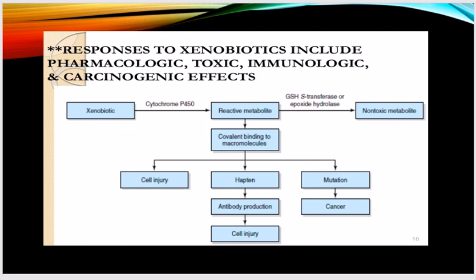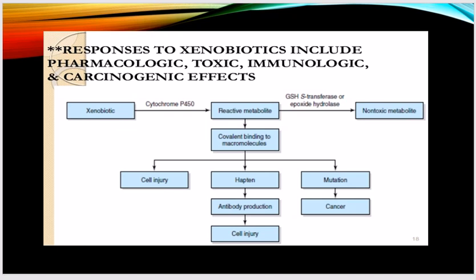In this slide we have discussed the response to xenobiotics, including the pharmacological, toxic, immunological and carcinogenic effects. Xenobiotics are converted into reactive metabolites in the presence of the cytochrome P450 system, and with conjugation with glutathione, the reactive metabolites are converted into non-toxic metabolites.